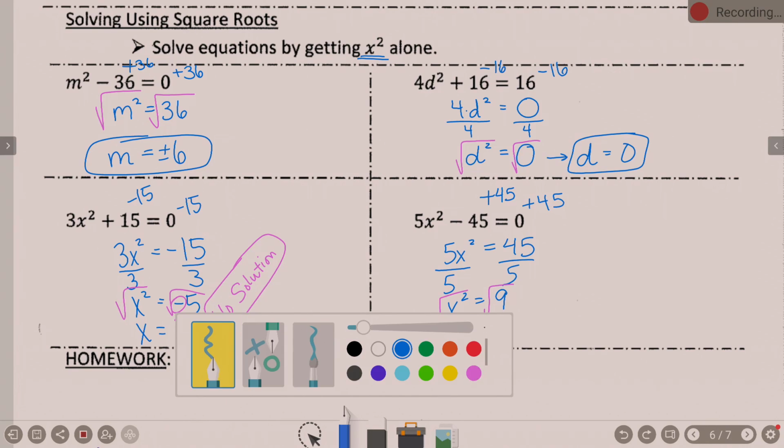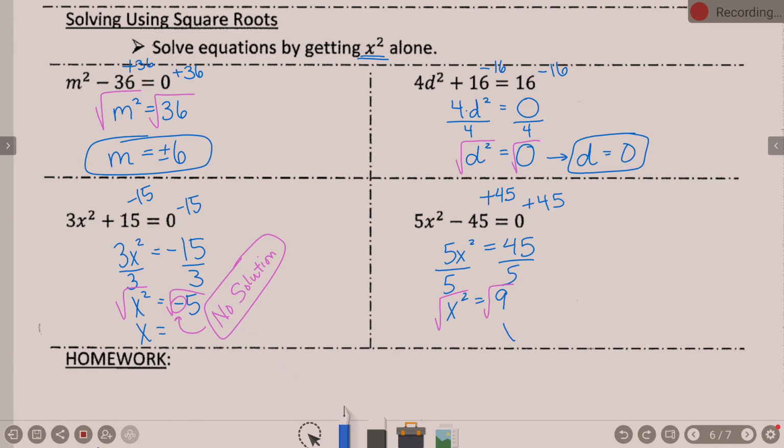And so once we square root, the square root of x squared is x. What about the square root of 9? Yeah, you can. The square root of 9 is 3, or negative 3, so we're going to say plus or minus 3. Because 3 times 3 is 9, and negative 3 times negative 3 is 9.